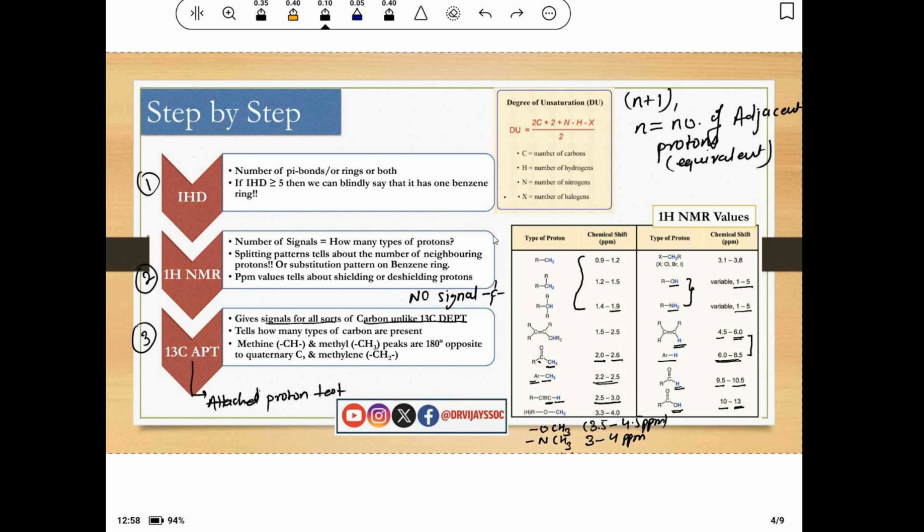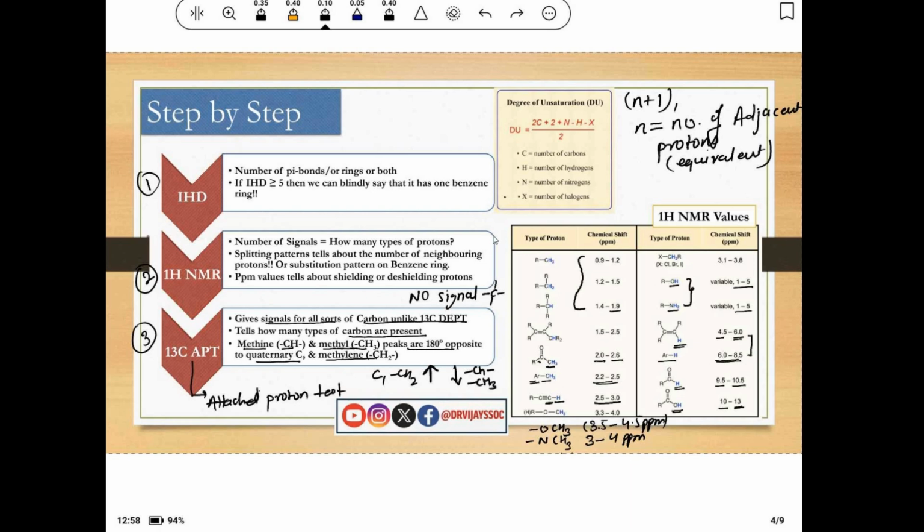So you can see all types of carbon present in the molecule, and it can distinguish between methine CH and methyl peaks, which are 180 degrees opposite to quaternary carbon and methylene. So quaternary carbon and methylene will give an upward peak, while CH and CH3 will give a downward peak.